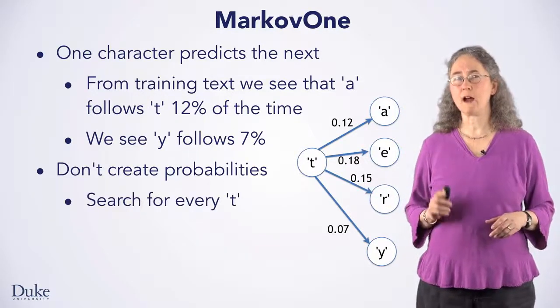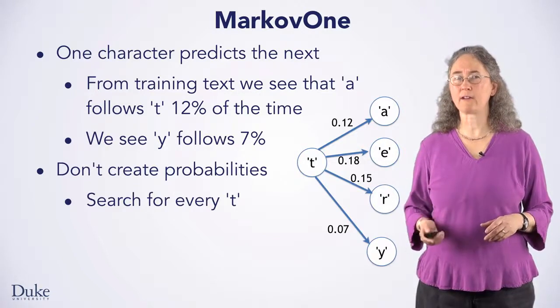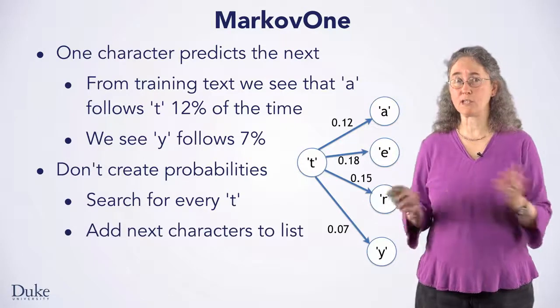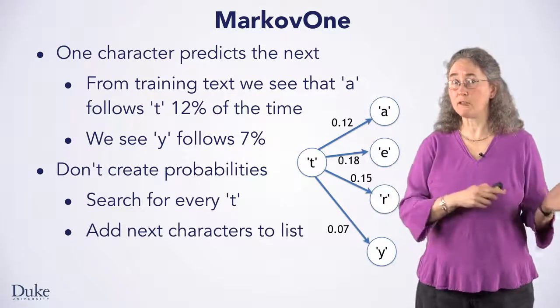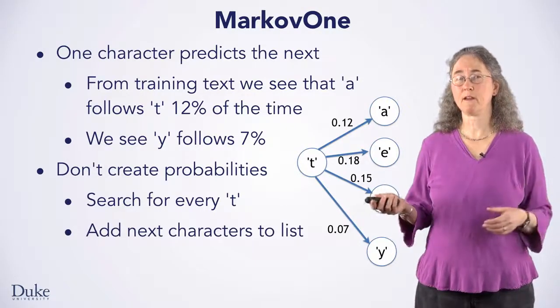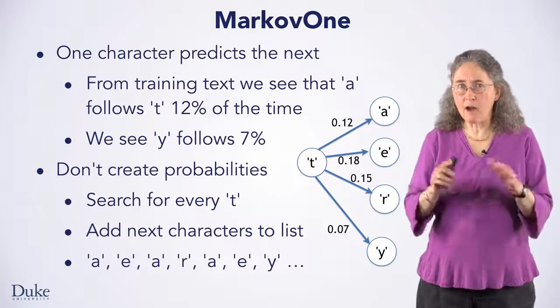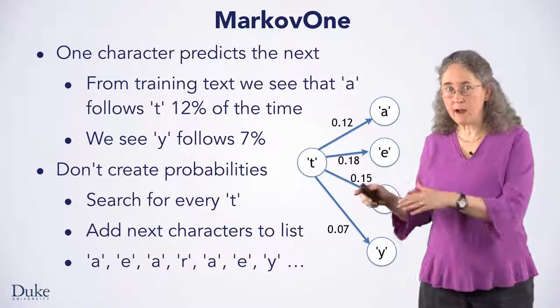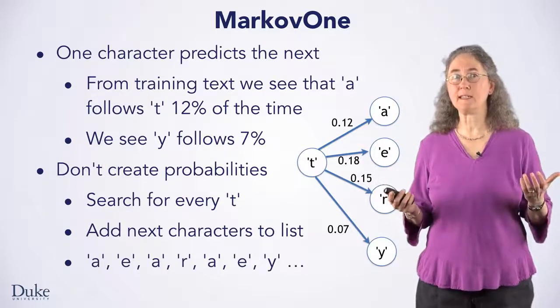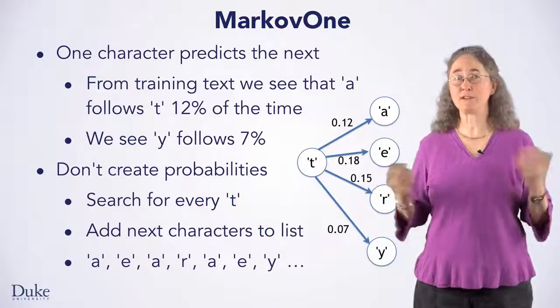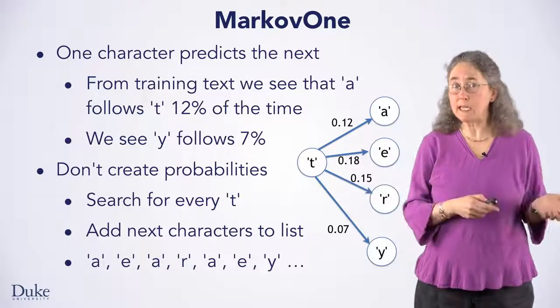You'll write code to find every T in the training text. Each time a T is found, the next character is added to a list that represents the characters that follow T. For example, we might find the letters A, E, A, R, A, E, and Y after the first 7 T's in the training text. Choosing from this list will be the same as using the probabilities, since there will be more E's in the list than Y's.